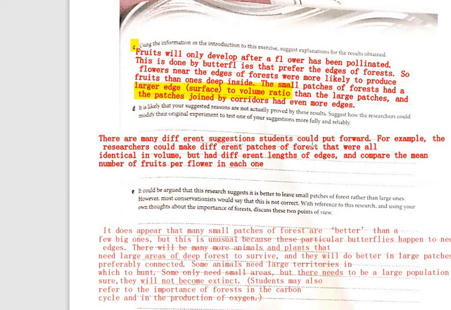There are many different suggestions students could put forward. For example, researchers could make different patches of forest that were all identical in volume, meaning you have to keep the volume the same. The independent variable in this investigation is the different patches of forest, and the constant variable is that they must all be equal in volume, but have different lengths of edges, and compare the mean number of fruits per flower. This is the dependent variable, the one that results from this.